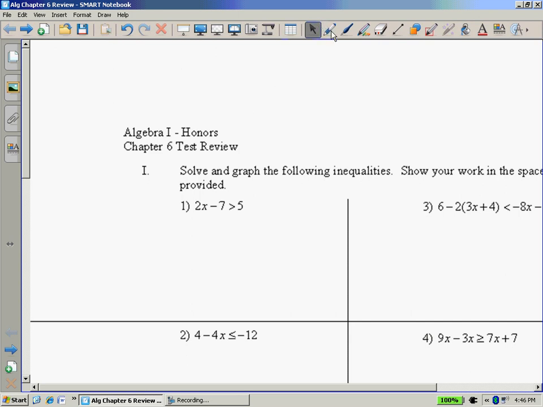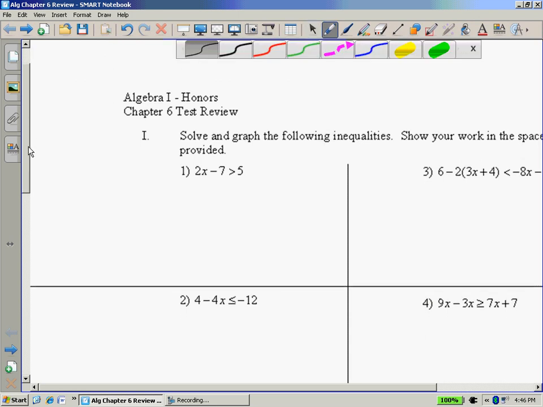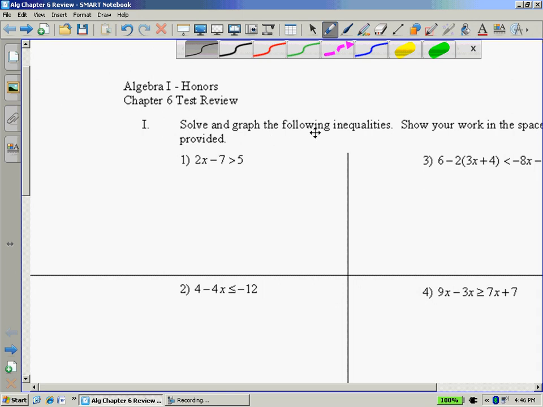Today we're going to be looking at a general overview, a review of the Chapter 6 material. Alright, so we're going to solve and graph. We're going to show the work in the space provided. First of all, we're going to add 7 to both sides.